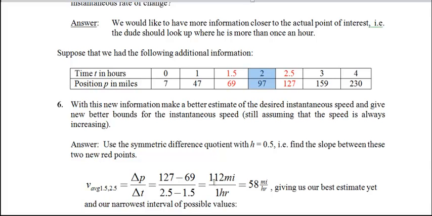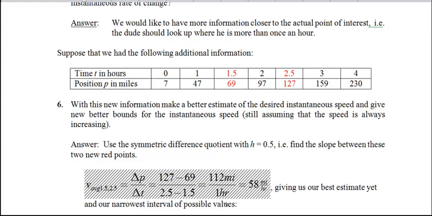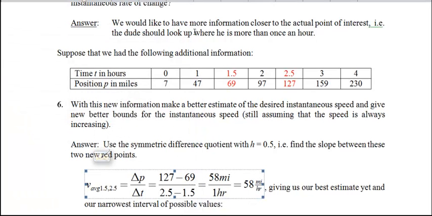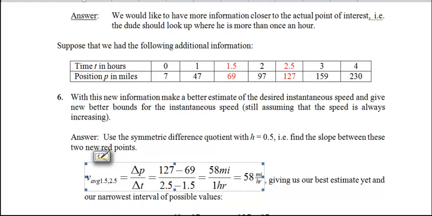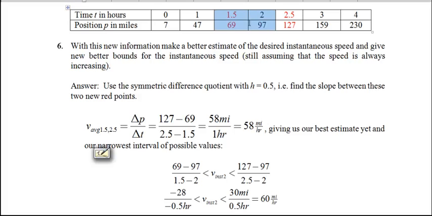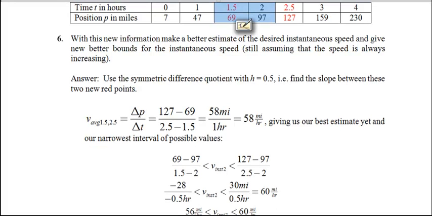That's not 112 miles. It's actually 58 miles. Fix that. And so that's 58 miles per hour. Okay? And so that is our best estimate yet. And we've actually narrowed it down a little bit more. We could see, if we know it's increasing, we know the slope between those 2 points, you see the details, works out to be 56 miles per hour.